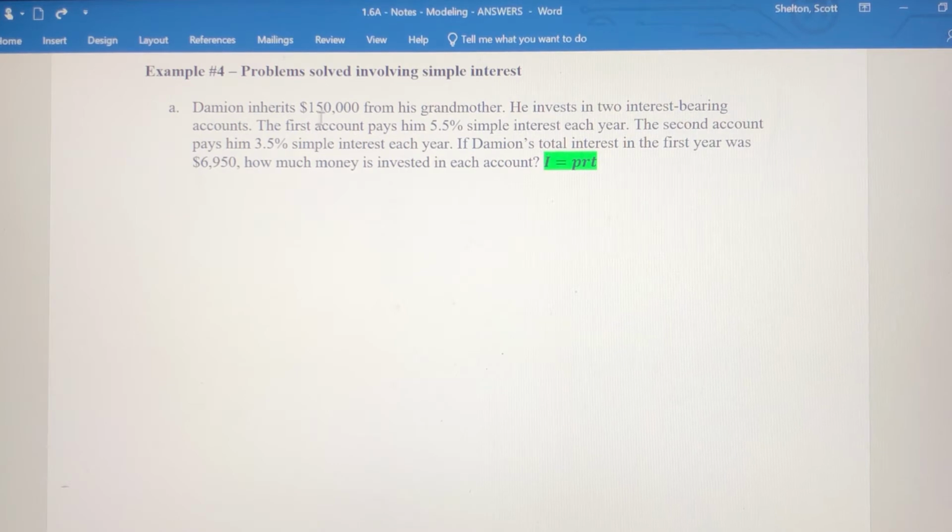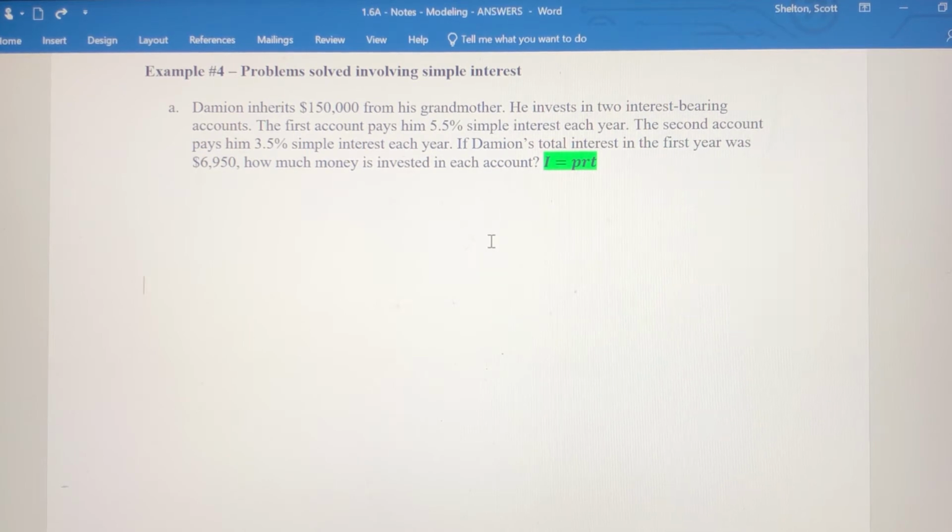So Damien inherits $150,000 from his grandmother. He invests that money into 2 interest-bearing accounts, the first of which pays 5.5% simple interest each year. The second account pays him 3.5% simple interest each year. If Damien's total interest after year 1 is $6,950, how much money did he invest in each account?